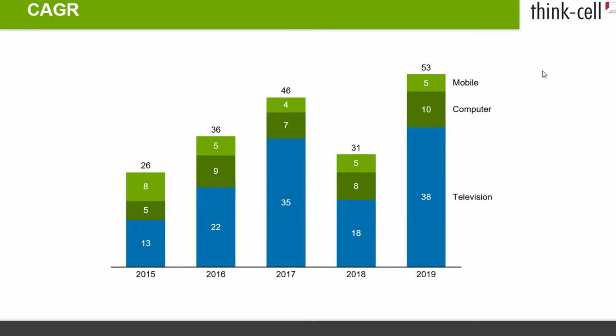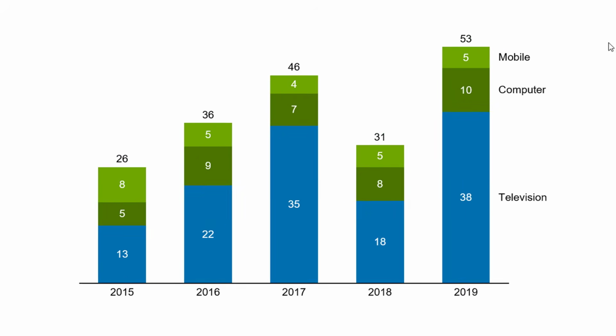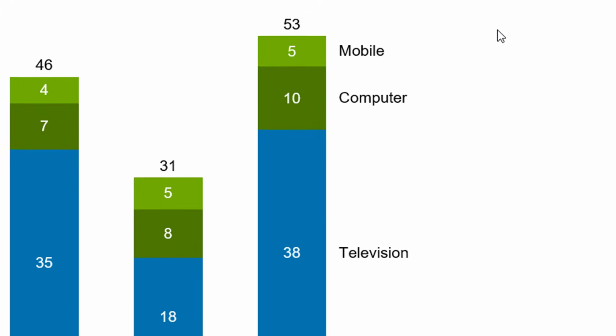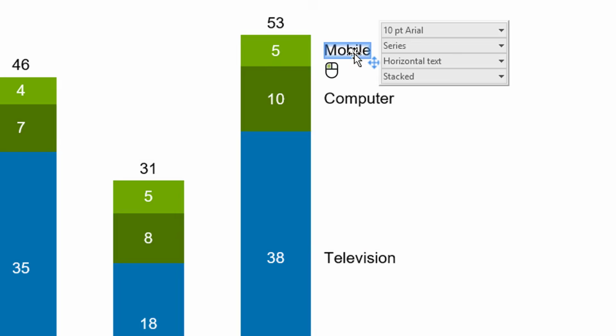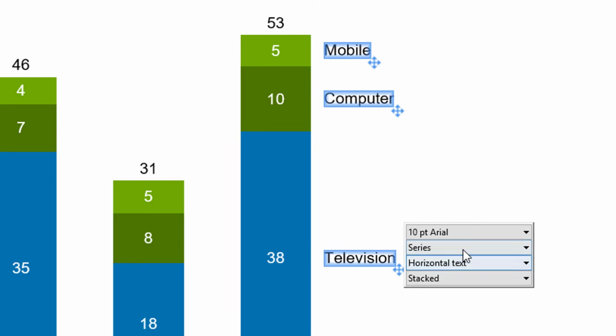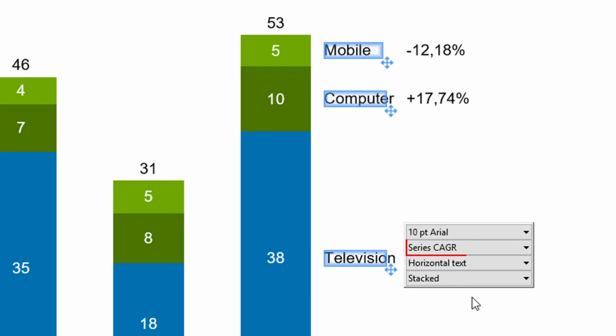Whereas the CAGR arrow is always calculated on the column totals, you may also visualize the compound annual growth rate of each series in your chart. This can be done in the series labels. Just left-click on the label or a multi-selection of labels and choose the CAGR or Series CAGR option from the Label Content control in the floating toolbar.